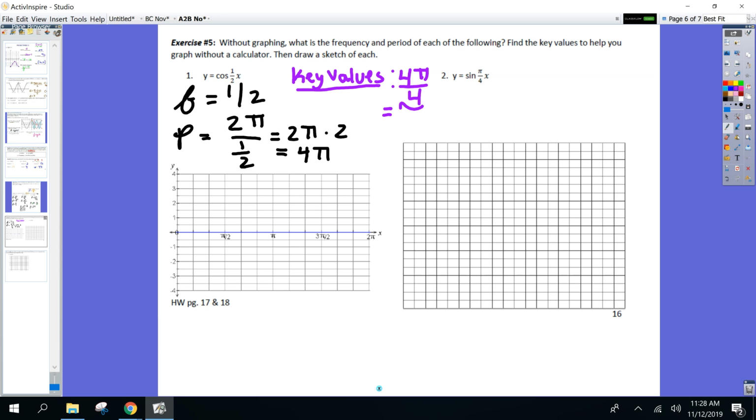Pi. So every time I go pi units, I'm going to place a 0, a max, a min. All right, let me do this graph with you, and hopefully it makes a little more sense.